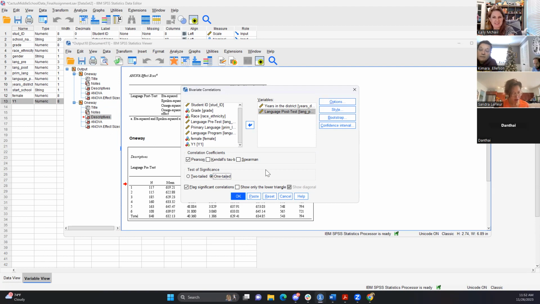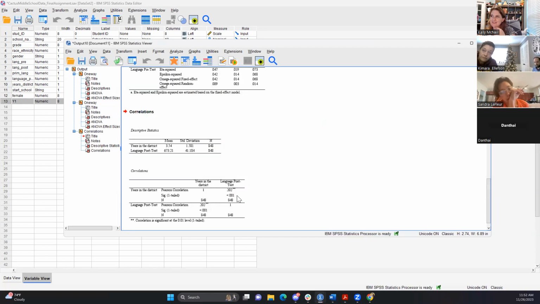I feel like two-tailed is going to give us a bell curve that we're not going to want to look at on a one-tail. I think we want to know if years in the district is impacting language scores. It's like if one variable goes up, does the other one go up with it? If one goes down, does the other one go down? That's all it's telling you. It's not causation, right? Correct. Here we go.